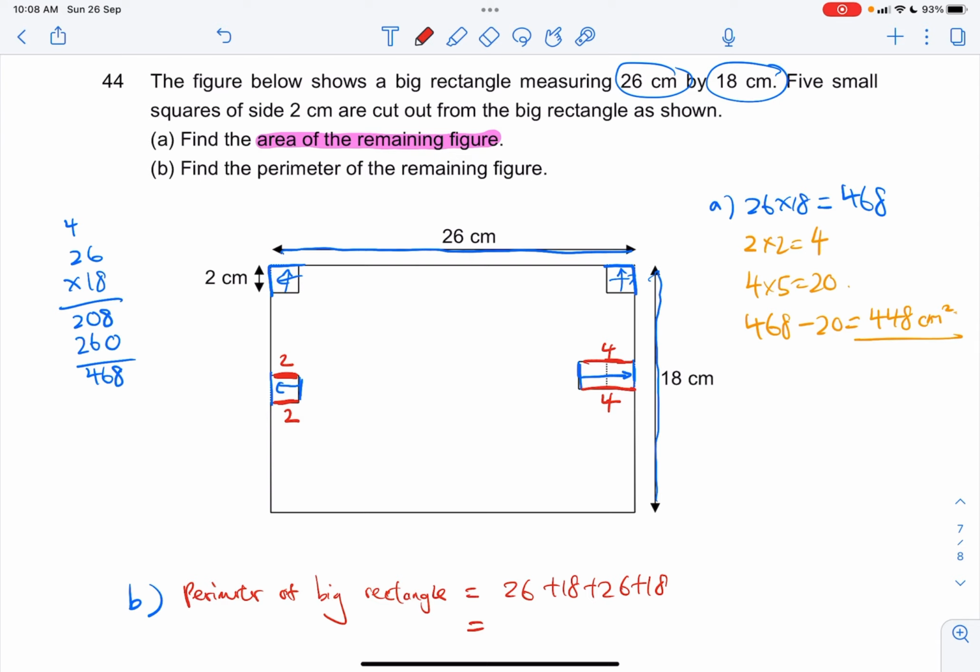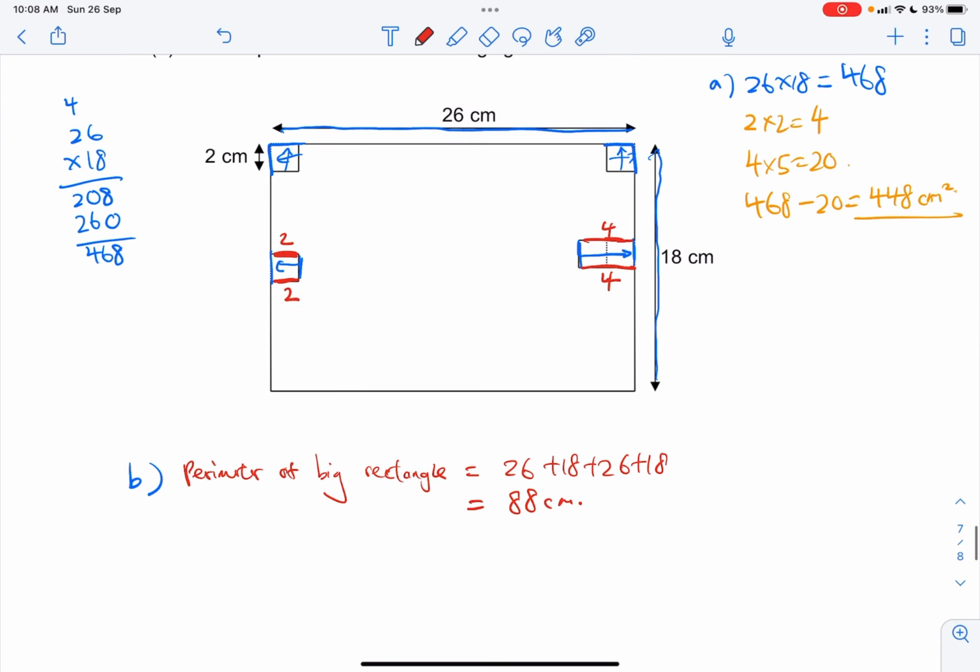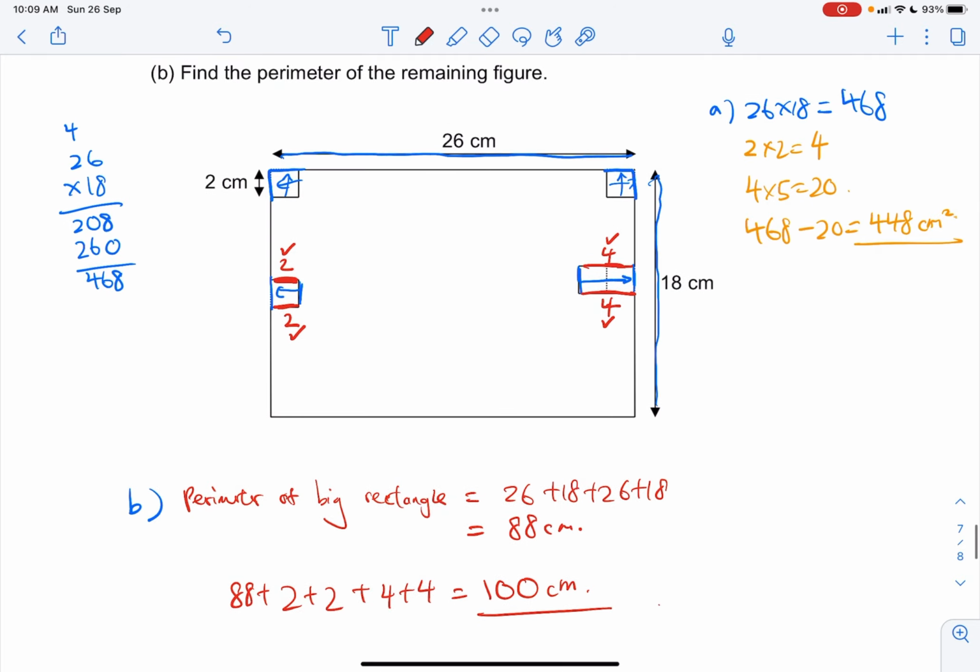This will give me 88 cm. Then 88 plus 2 plus 2 plus 4 plus 4. This will give me 88 plus 12, 100 centimeters. So B, the perimeter of the figure is 100 centimeters.